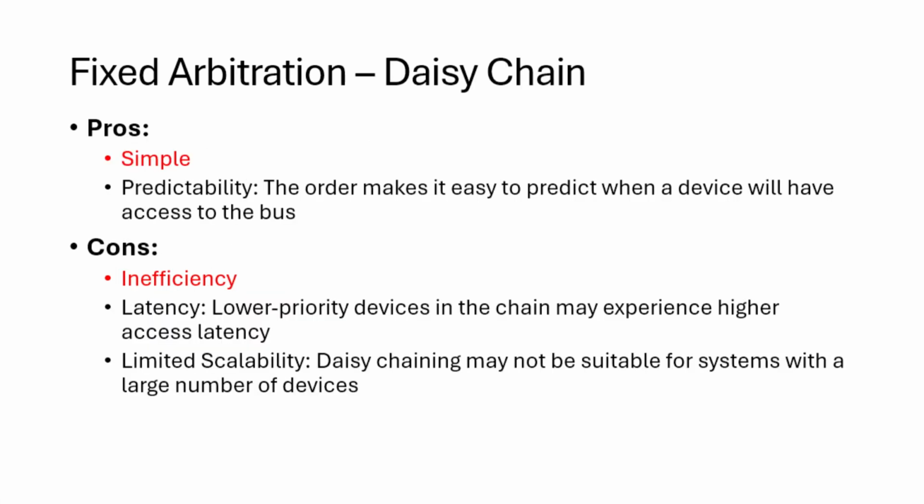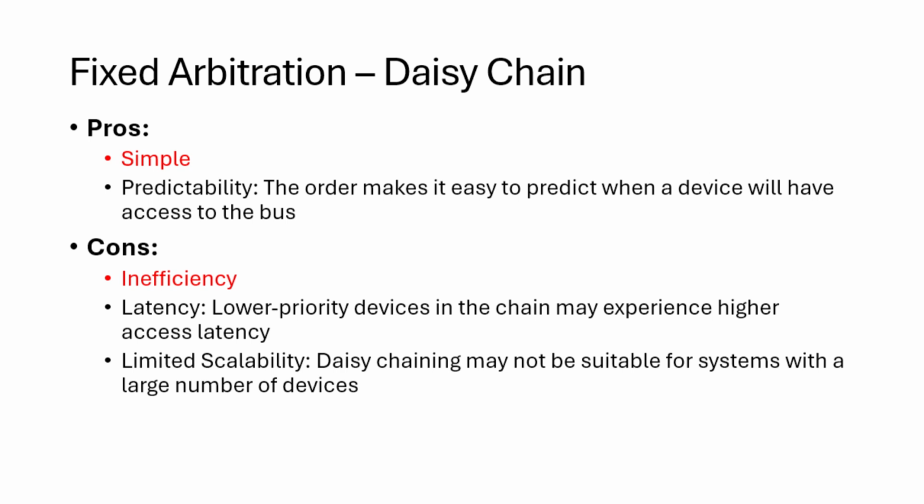Let's start with the daisy chain. The pros for the daisy chain is it is very simple and also easy to predict, because the daisy chain is just like a serial line. The number 3 will be after number 2. So it is very simple and predictable. So we can predict when the device will get access to the bus.